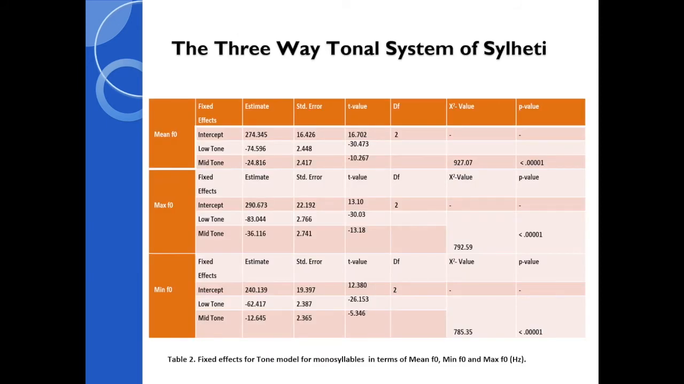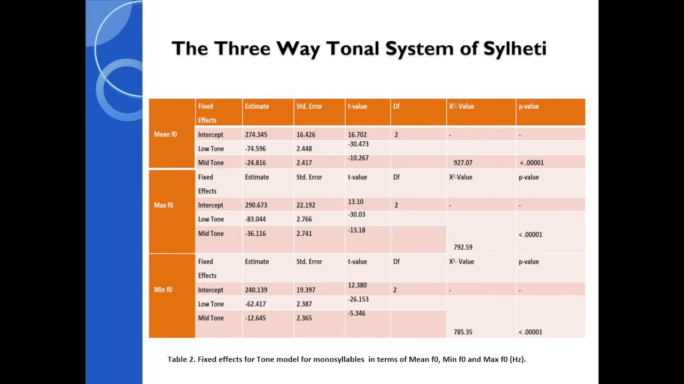Now we come to the fixed effect coefficient table for disyllabic tone contrast for the three tones. We can see the difference between the three tones in terms of mean F0 has a very significant chi-square value and t value, and hence there is a very significant p value in the fixed effects table. The intercept was about 274.345 Hz, which represents the high tone and was seen to differ from the low tone by around 75 Hz, and the mid tone difference from the high tone was lower for this model, around 25 Hz.